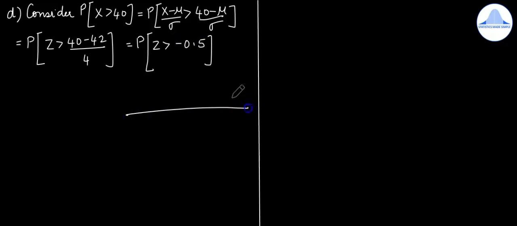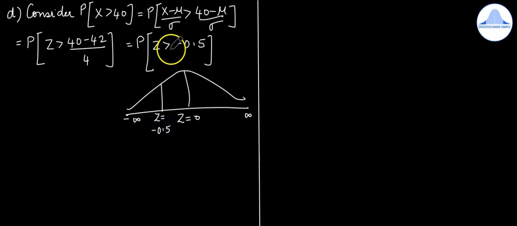Then draw the standard normal curve. So center line is z equal to 0, minus infinity, infinity. Then this value is minus 0.5, it is negative. So mark it on the left tail, z is equal to minus 0.5. Then look at the symbol, it is greater than. So when it's greater than, you should shade to the right of the value. So shade from minus 0.5 to infinity.